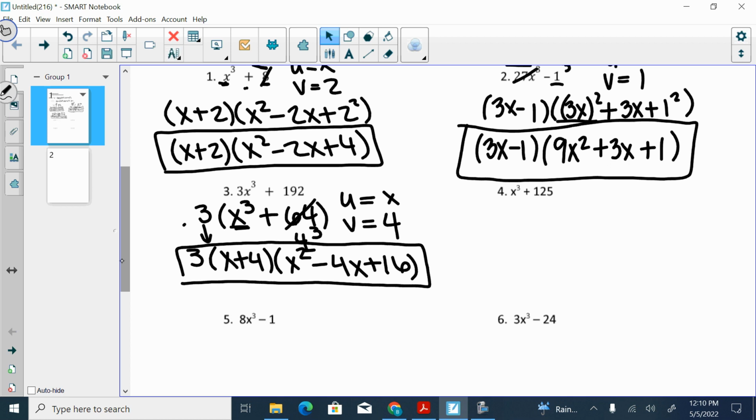So the only thing we would have had to simplify here would have been if we wrote it as 4 squared, but we already squared it. So nothing to simplify. All right.